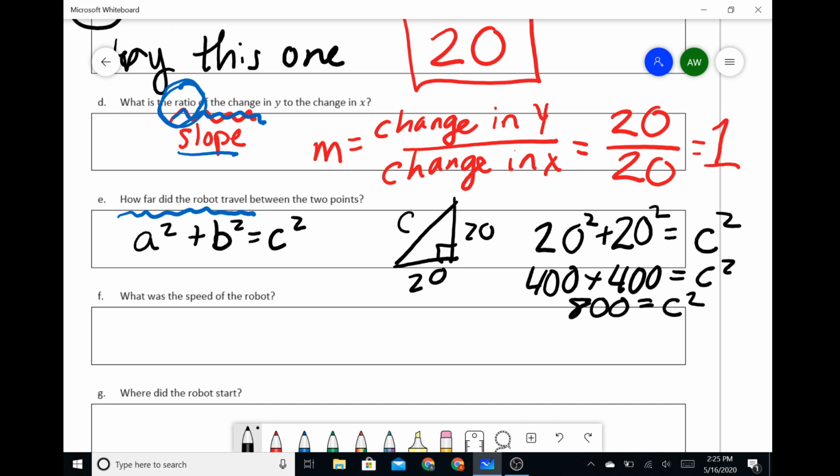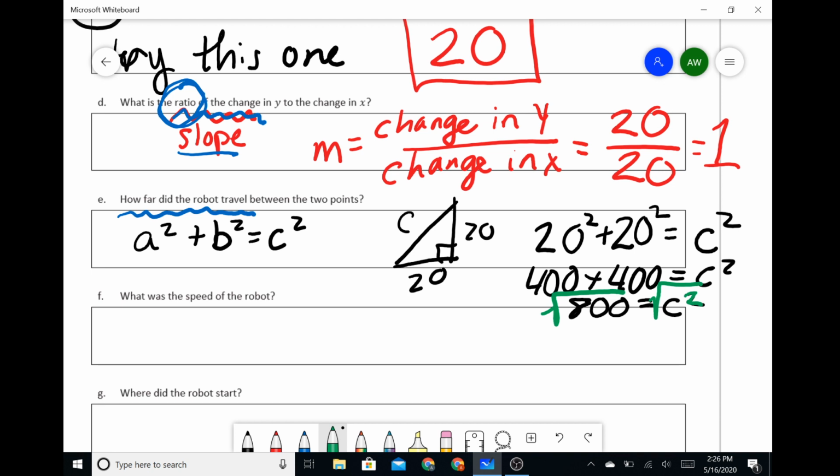There is one more step that we have to do, because we can tell that 800 is way too big, right? 20 and 20 are not long enough to make a triangle with 800 as the other side. They're just not close enough in number. They don't make sense. So what we notice is that c has the square up here, right? It has an exponent of 2, and to get rid of that, we take the square root. We are also going to take the square root of the 800.